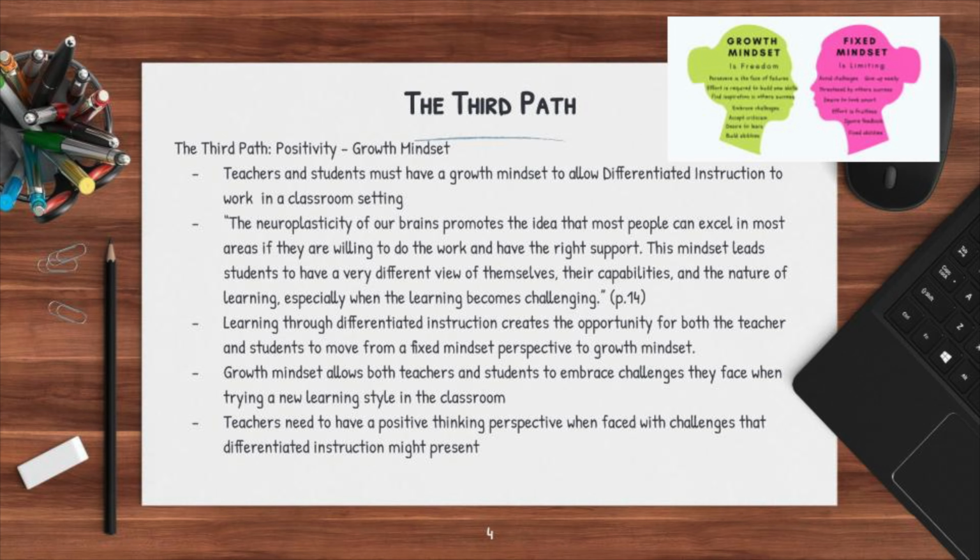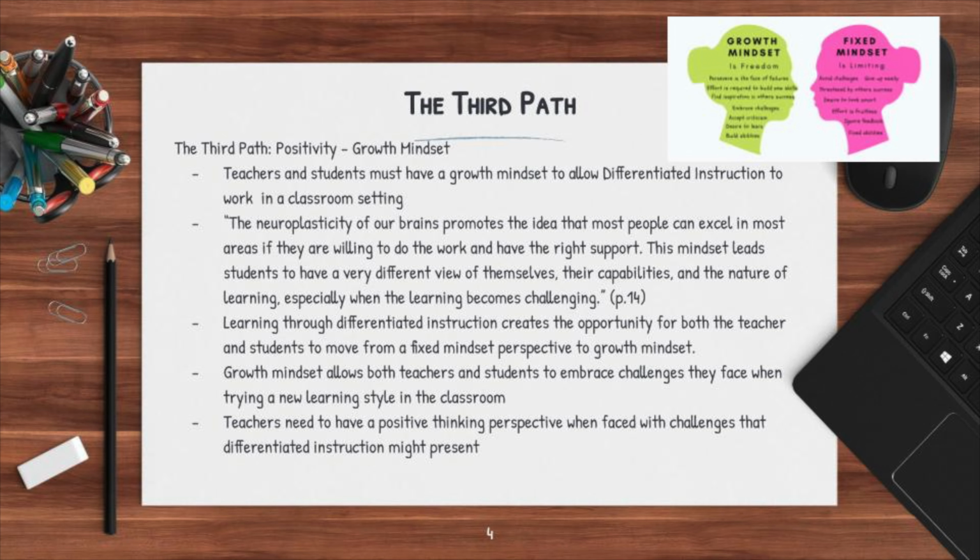The third path book, Positively, has growth mindset within it. Teachers and students must have a growth mindset to allow differentiated instruction to work in a classroom setting. A quote from the third path is, "The neuroplasticity of our brains promotes the idea that most people can excel in most areas if they are willing to do the work and have the right support. This mindset leads students to have very different views of themselves, their capabilities, and the nature of learning, especially when the learning becomes challenging." This can be found on page 14.